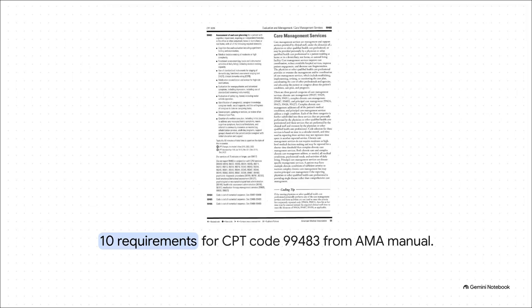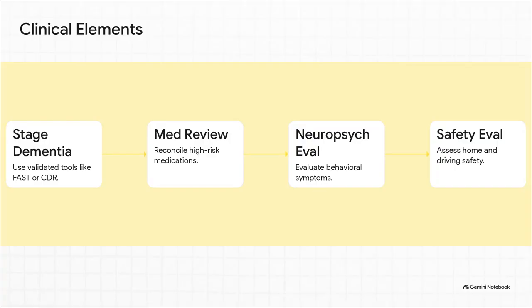Can they safely manage their own bank accounts? You have got to document all of this. Okay, let's keep building on this. Element 4 requires staging the dementia using validated instruments. Think tools like the FAST, the Functional Assessment Staging Test, or the CDR, the Clinical Dementia Rating.